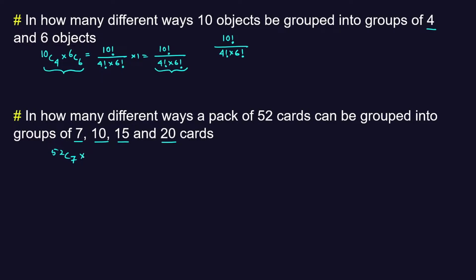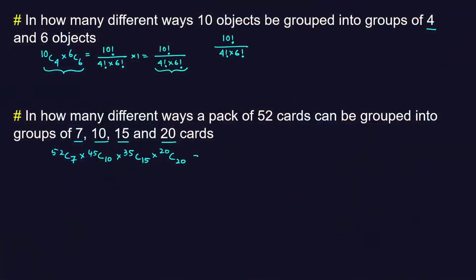Now, we are left with 45 cards. Out of those 45 cards, I am selecting 10 cards. So your second group is formed. Now we are left with 35 cards. So from the 35 cards, you are drawing 15 cards. Now we are left with 20 cards. And from those 20 cards, you are going to draw 20 cards. That's it. Is it clear? Here I have directly used the C, that is the combination formula.